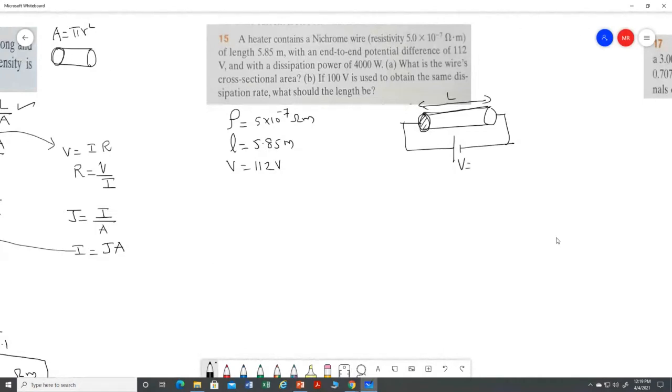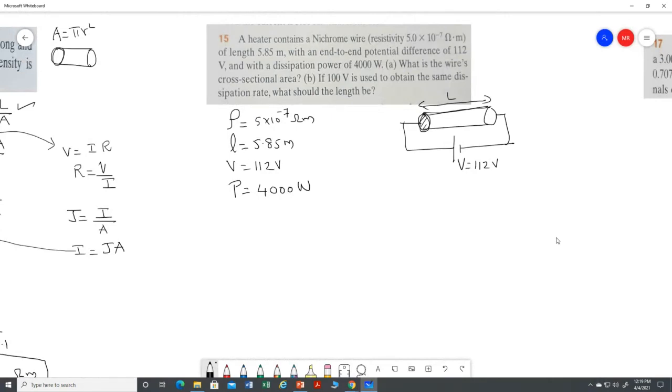And how much potential did you apply? 112 volt you applied. And when you apply this 112 volt, how much power is created? It created the power of 4000 watts. So 4000 watt is generated in the wire. Am I right?